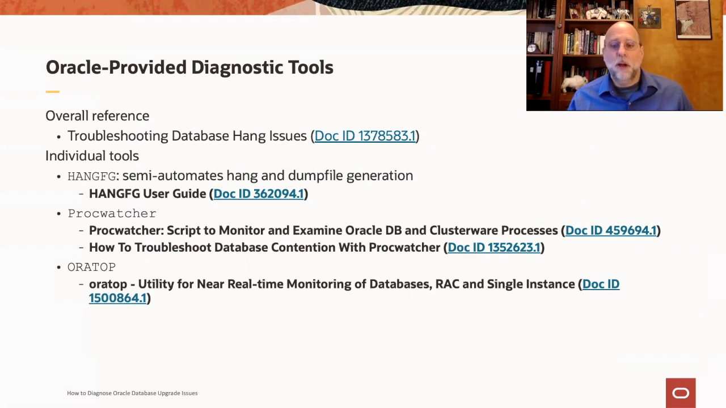ProcWatcher is looking at your background processes, both for the database and for grid infrastructure. So that's a useful tool as well to see what each process is doing. If you know what the problem process is, you can delve into it further. And then OraTop, sort of like Top, except focused on, of course, your Oracle processes, because that will help you weed out some of the noise on your system, which may not be interesting when you're diagnosing a problem.